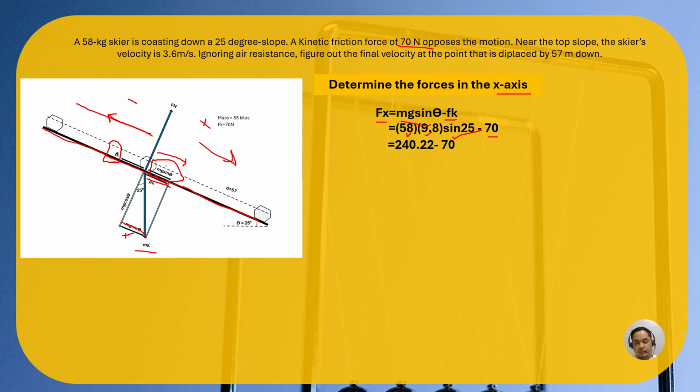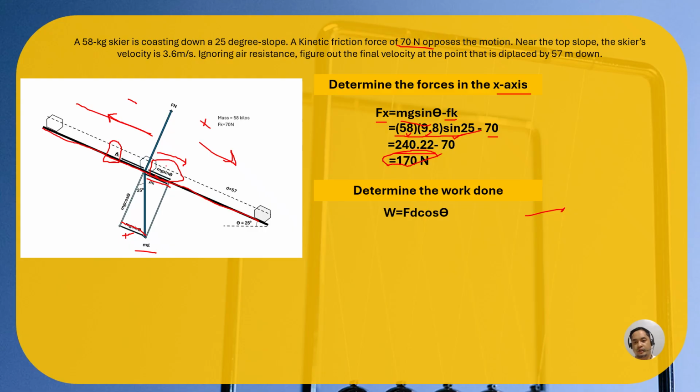If you multiply 58, 9.8, and sine 25 in your calculator, it will give you a product of 240.22. Minus 70, it will give you a difference of 170 newtons. This is the sum of the forces along the x-axis, and we will be using that in determining our work done. To determine our work done, the simple equation is work is equal to force times displacement times cosine theta. A little review.